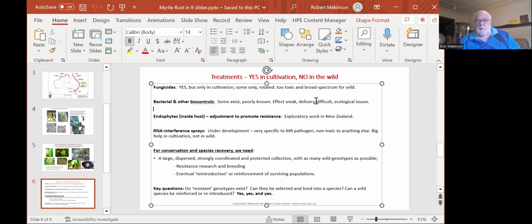And of course, there are ecological issues with deploying any improved strains of such things because they might also attack other more beneficial fungi, and we don't want to do that. There is some interest overseas and a little bit in Australia in the possible role of endophytes, that is microbiota that occur inside the host plant, and their role in helping the plant to resist diseases of various sorts.